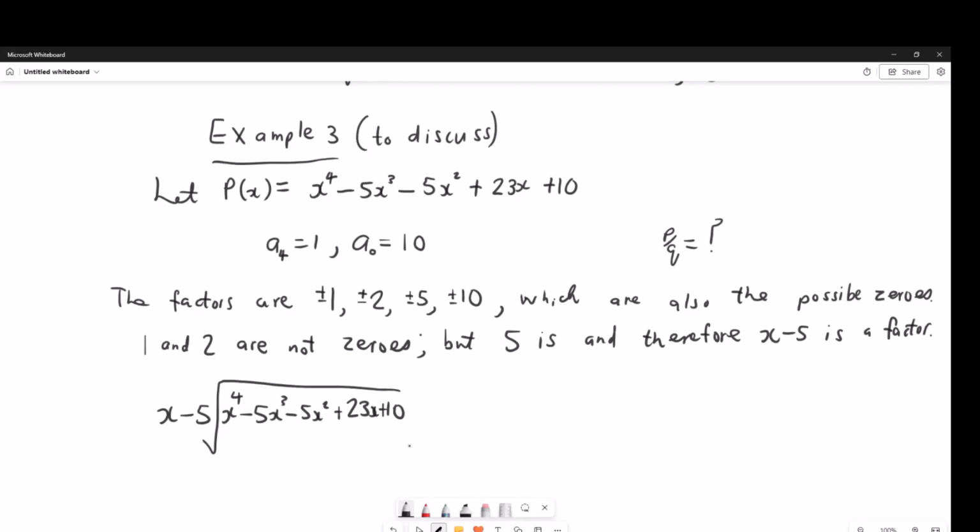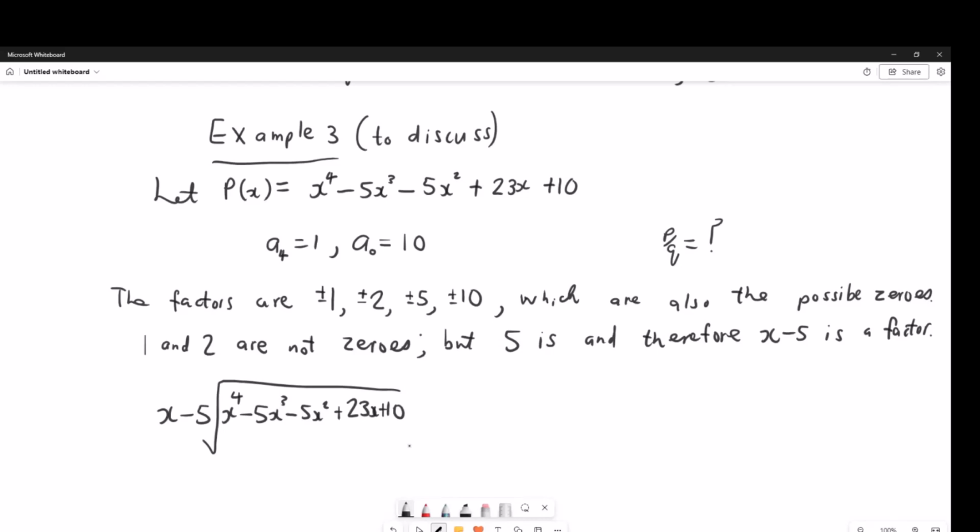Remember, these are the rational zeros. After factorization, you might come to a situation where you have a quadratic, and now you'll use your formula to find those roots. In fact, there are two other roots, 1 plus or minus the square root of 2, which are irrational roots. So this theorem will provide you, initially, the other rational zeros. We already know that 1 and 2 are not zeros.